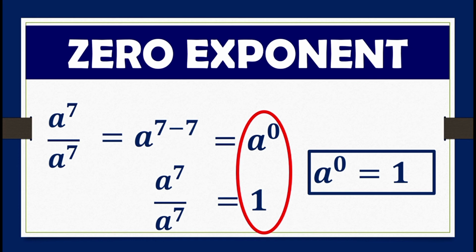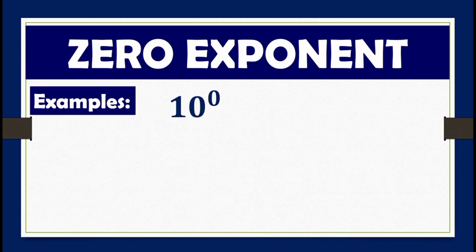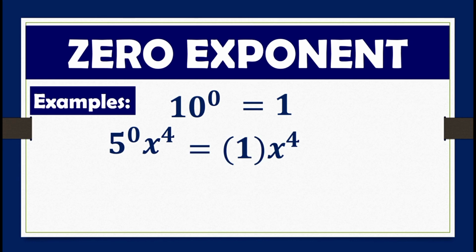So bear in mind, if a number or an expression is raised to 0, that is equal to 1. Let's have some examples. 10 raised to 0 is equal to 1. Another one. 5 raised to 0, x to the 4th. Again, 5 here is raised to 0, and that value is equal to 1.